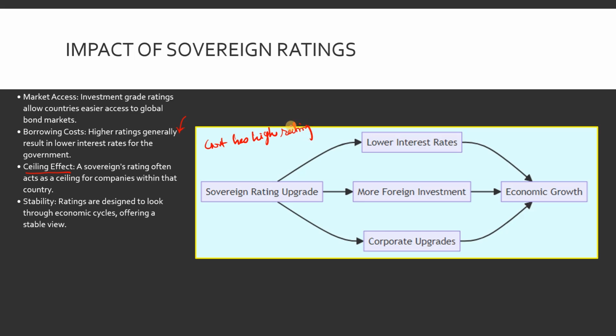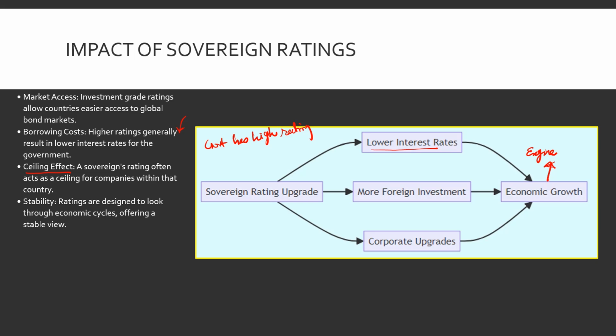The flowchart tracks the positive ripple effect of a sovereign rating upgrade. It leads directly to lower interest rates and more foreign investment, while also triggering corporate upgrades for local businesses. All these factors combine to drive economic growth. As a trainer, I want you to see that a rating isn't just a label, it's an economic engine. When a country's rating goes up, its whole economy gets cheaper to fund, which accelerates growth and creates a virtuous cycle. Conversely, a downgrade can be a debt spiral, as higher borrowing costs and fleeing investment make it even harder for the government to fix its underlying economic problems.